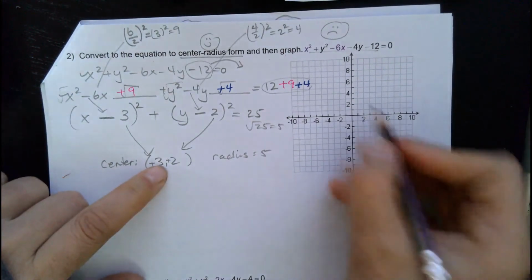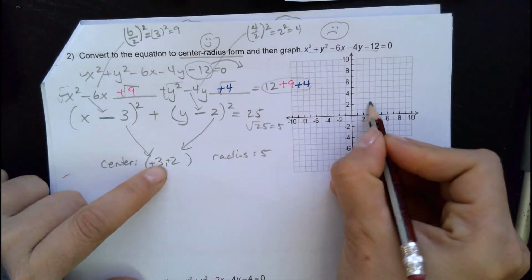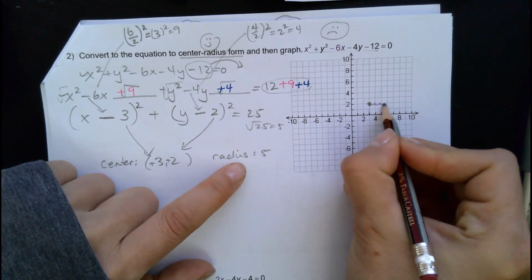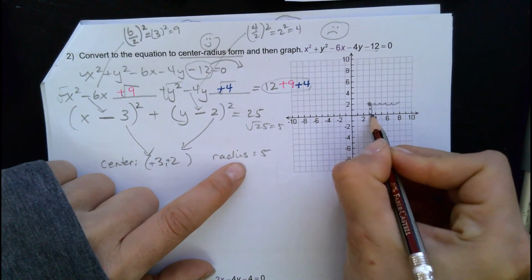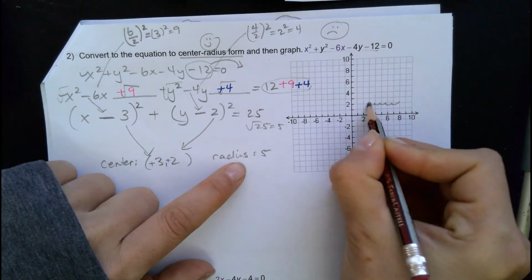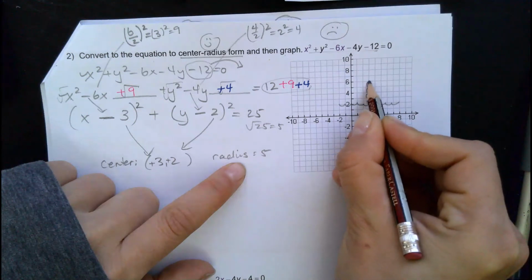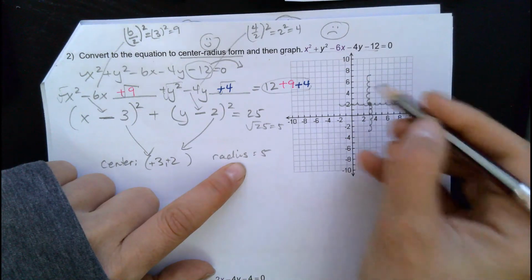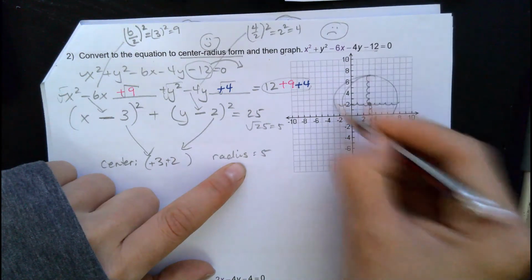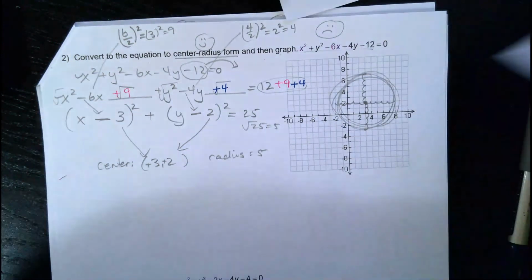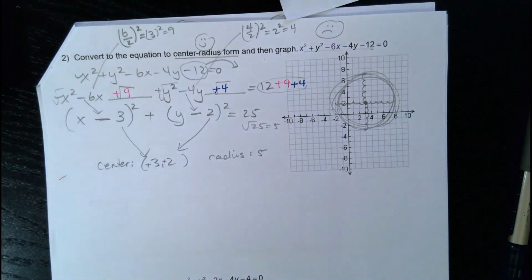So 3, 2, 1, 2, 3, 1, 2. Radius is 5. 1, 2, 3, 4, 5. So now I just sort of draw. There's my circle. It's not pretty, but you get the idea.